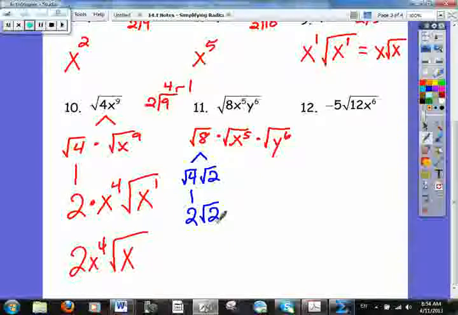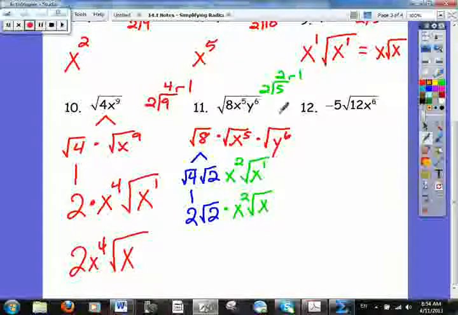Now, x to the 5th. Let's do the work. 5 divided by 2 is 2, so x to the 2nd comes out. Remainder 1, times x to the first inside. So x to the second times x to the first. And then for y to the 6th, 6 divided by 2 is 3. So y to the third comes out with a remainder of 0.